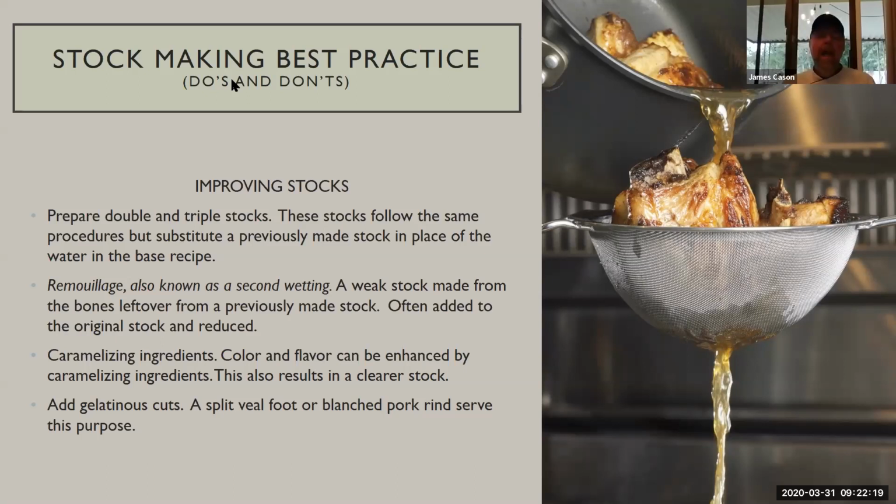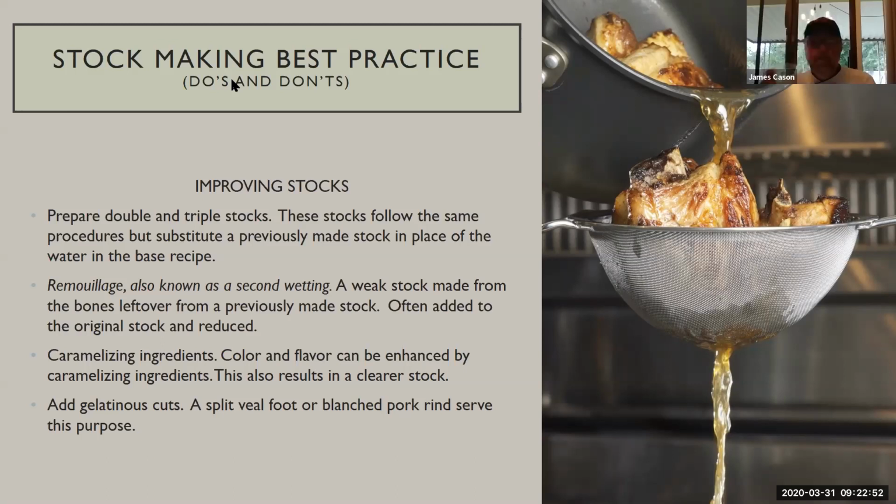This next one, a remoulage, this is what I'm going to have you guys do with the beef stock. So a remoulage, and I always do this. This is one of my standard procedures when I'm making beef stock. I make a remoulage. A remoulage is just simply, you roast your bones, you roast your mirepoix, then you add everything and you make your stock and you strain it off. You don't throw anything away.